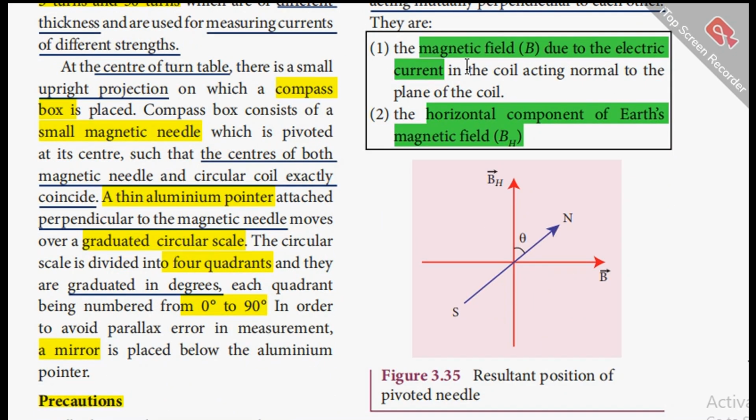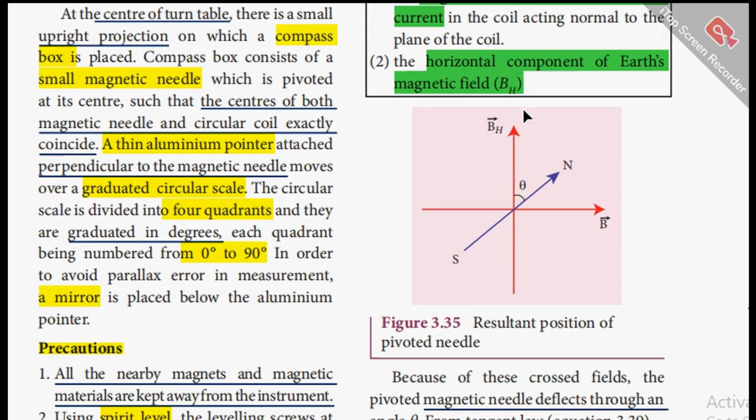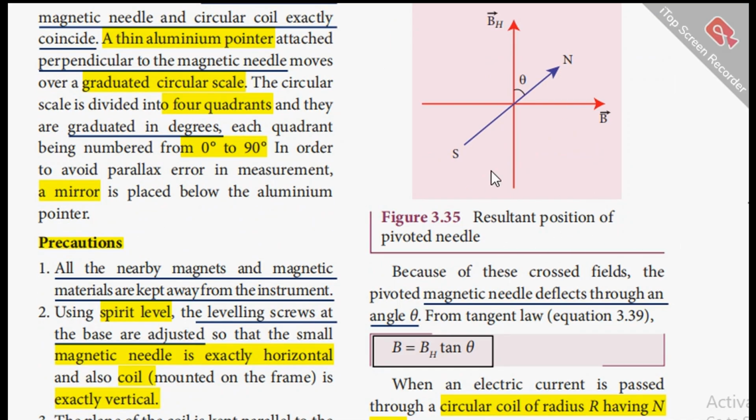They are the magnetic field B due to the electric current in the coil, acting normal to the plane of the coil, and the horizontal component of Earth's magnetic field BH. So these are the two magnetic fields which are perpendicular to each other. This is BH, the horizontal component of the Earth's magnetic field, and this B is the magnetic field due to the electric current. The resultant position of the pivoted needle will be in this direction, like this.